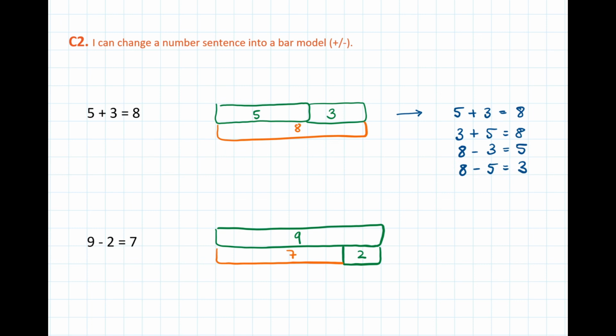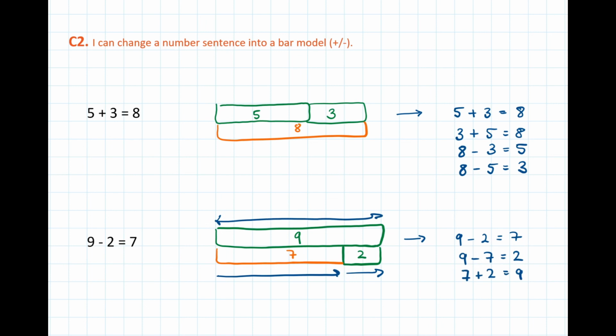Now, if we look at subtraction, we can do it very similarly. Our original number sentence was 9 take away 2 equals to 7. But we can also write that 9 take away 7 equals to 2. We can also write addition from this bar model, because we can say that 7 add 2 equals to 9. And lastly, we can say that 2 add 7 also equals to 9. So these are all the number sentences we can write from this bar model.